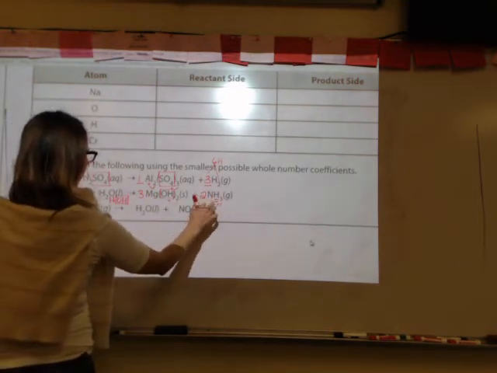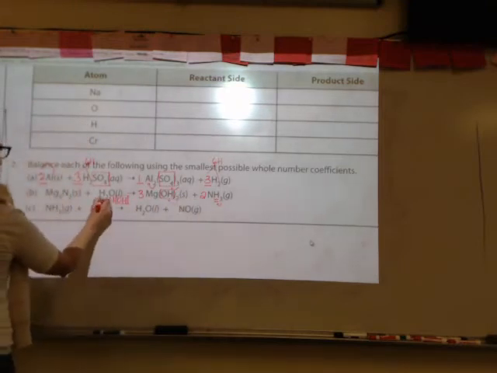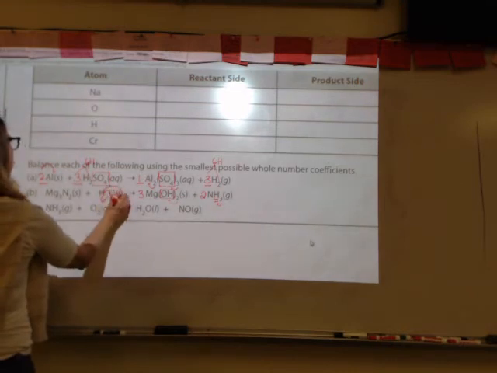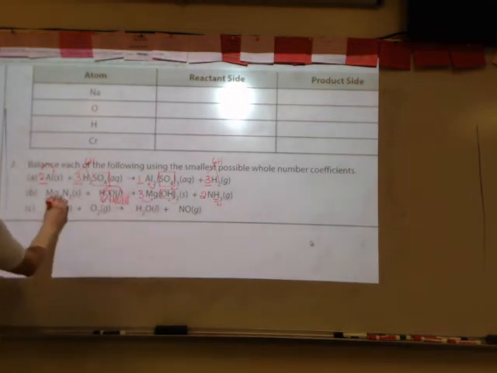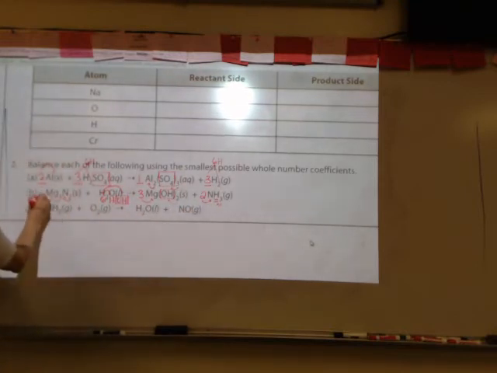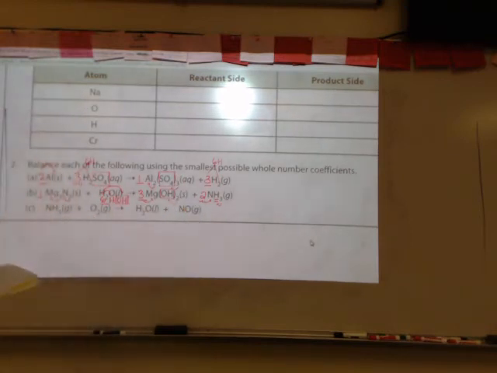If I put a 2 here, 2 times 3 is 6. So now I have the same number of hydrogens and hydroxides. So I would put a 6 in front of the HOH to give me 6 hydrogen, 6 hydroxide. You have 3 magnesium on each side. You have 2 nitrogen on each side. So your coefficients are 1, 6, 3, 2.